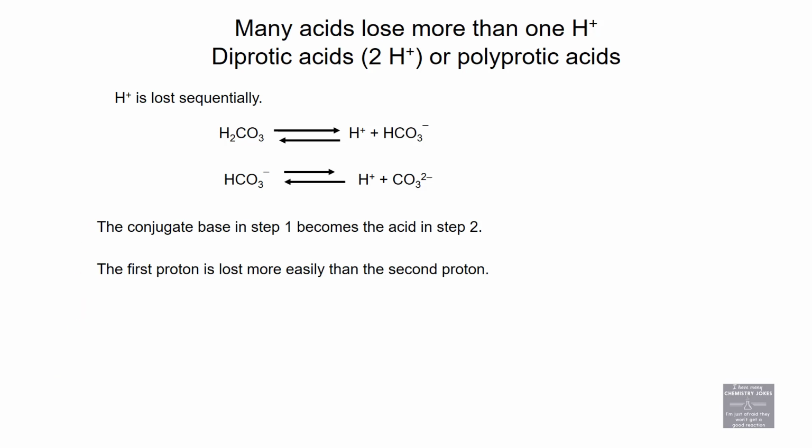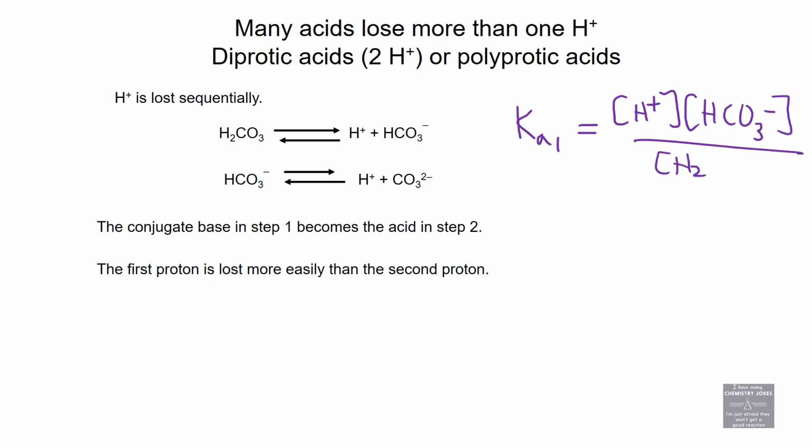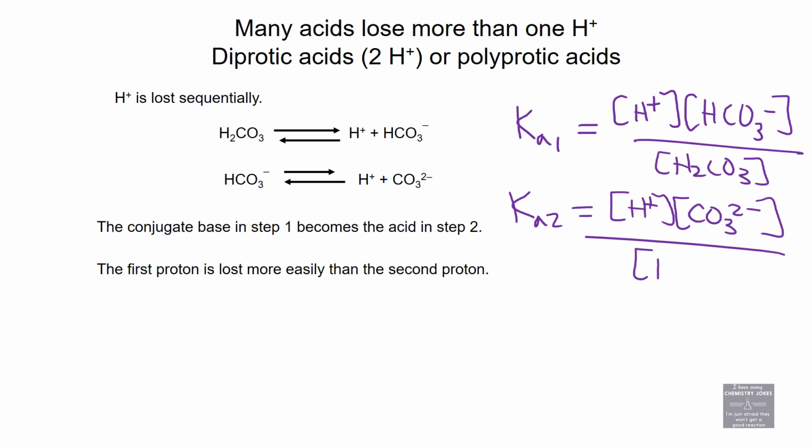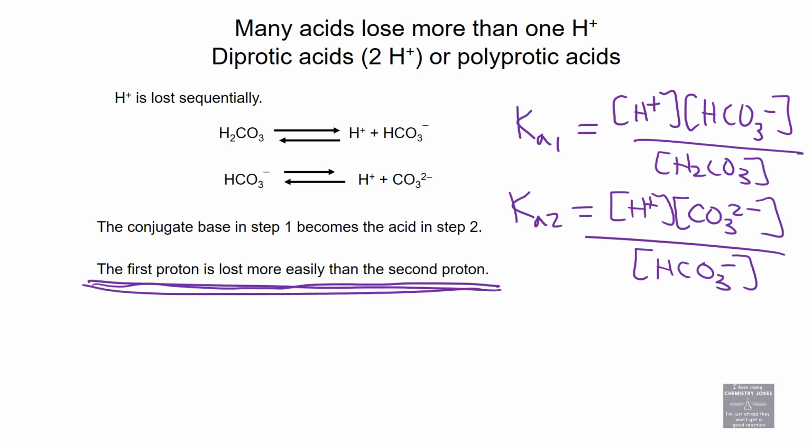If we write a Ka expression for our first reaction, we're going to call it Ka1. That would be H plus times HCO3 minus over H2CO3. If we write a Ka expression for the second reaction, let's call it Ka2. H plus times CO3 2 minus over HCO3 minus.